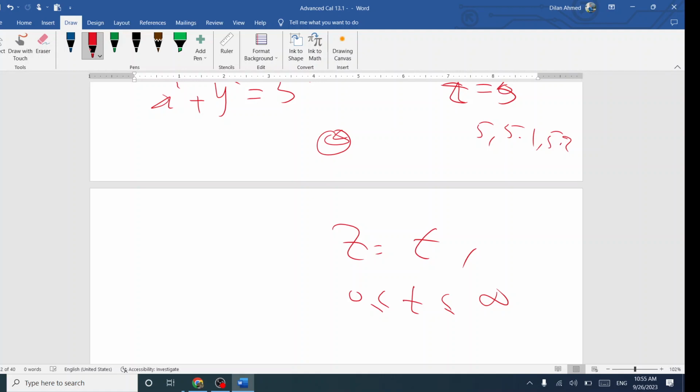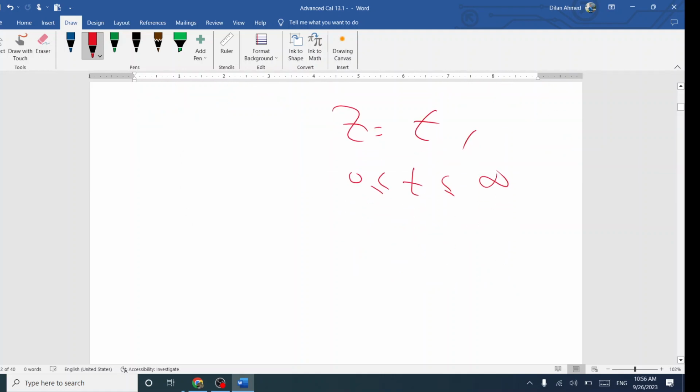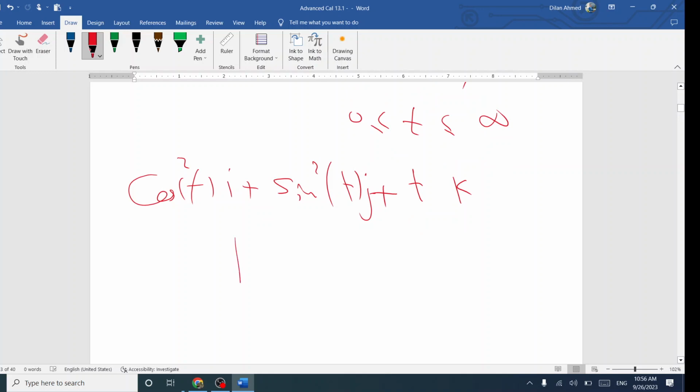So that's why in this graph, when I say cosine squared, it's x squared in my mind. When I say sine squared, it is y in my mind. When I say plus j, and when I say tk, I know z is t. So z increases from 0 to infinity, and that's why we get such a graph. It's going up, so it's called a helix. Understood?